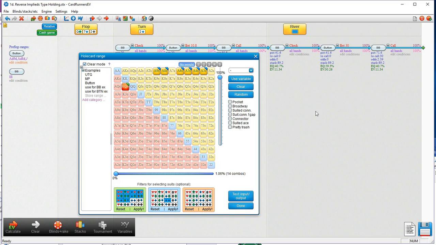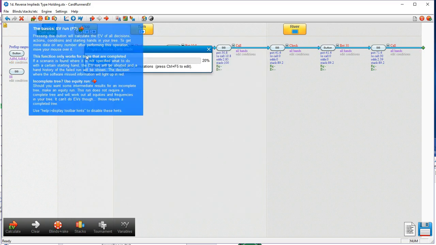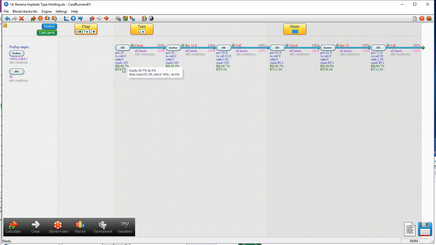So committed to calling down. And we're expecting our EV to be roughly 0 in this case. And you can see that it is indeed roughly 0. So we're treating his turn bet as if he's also making his river bet. The idea here is we added the numbers directly because he's betting with 100% frequency.